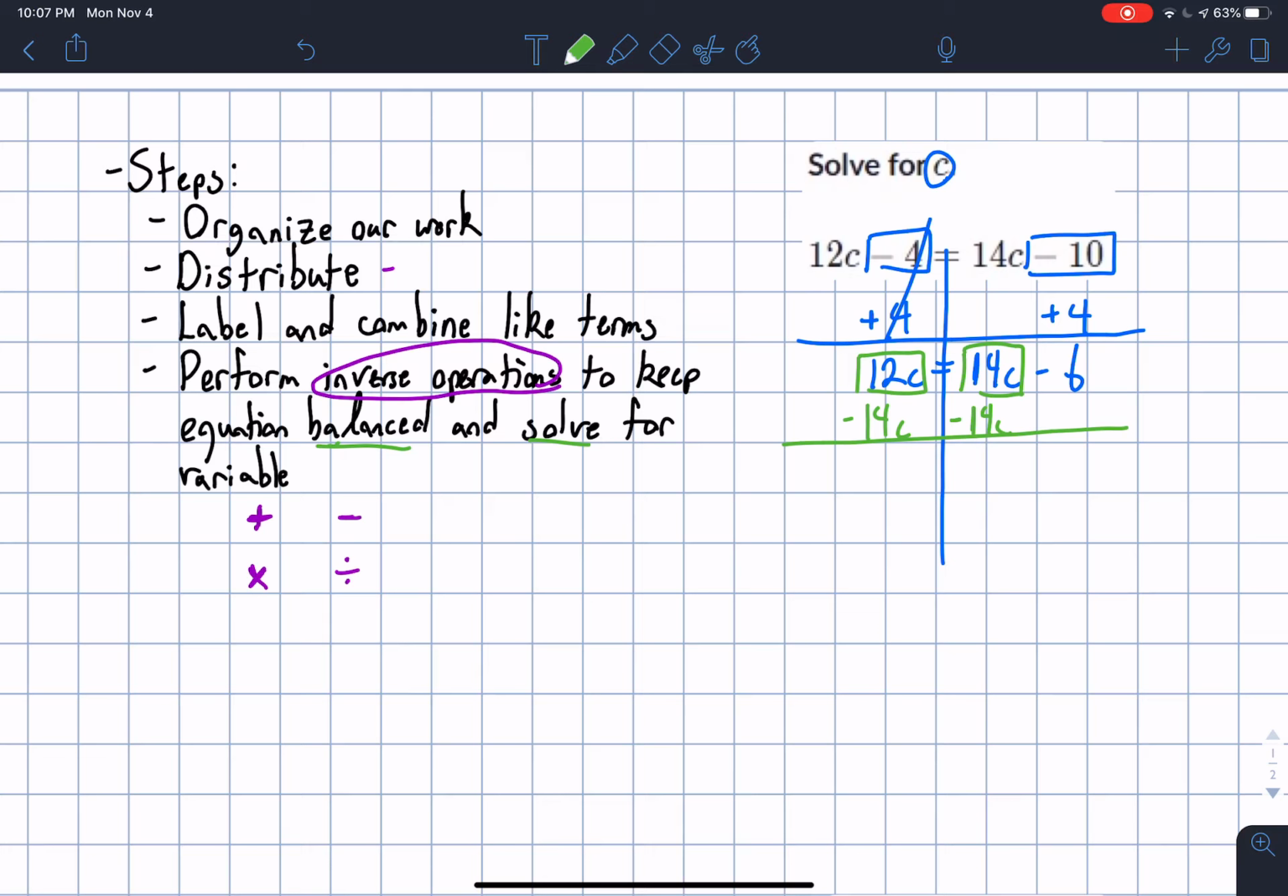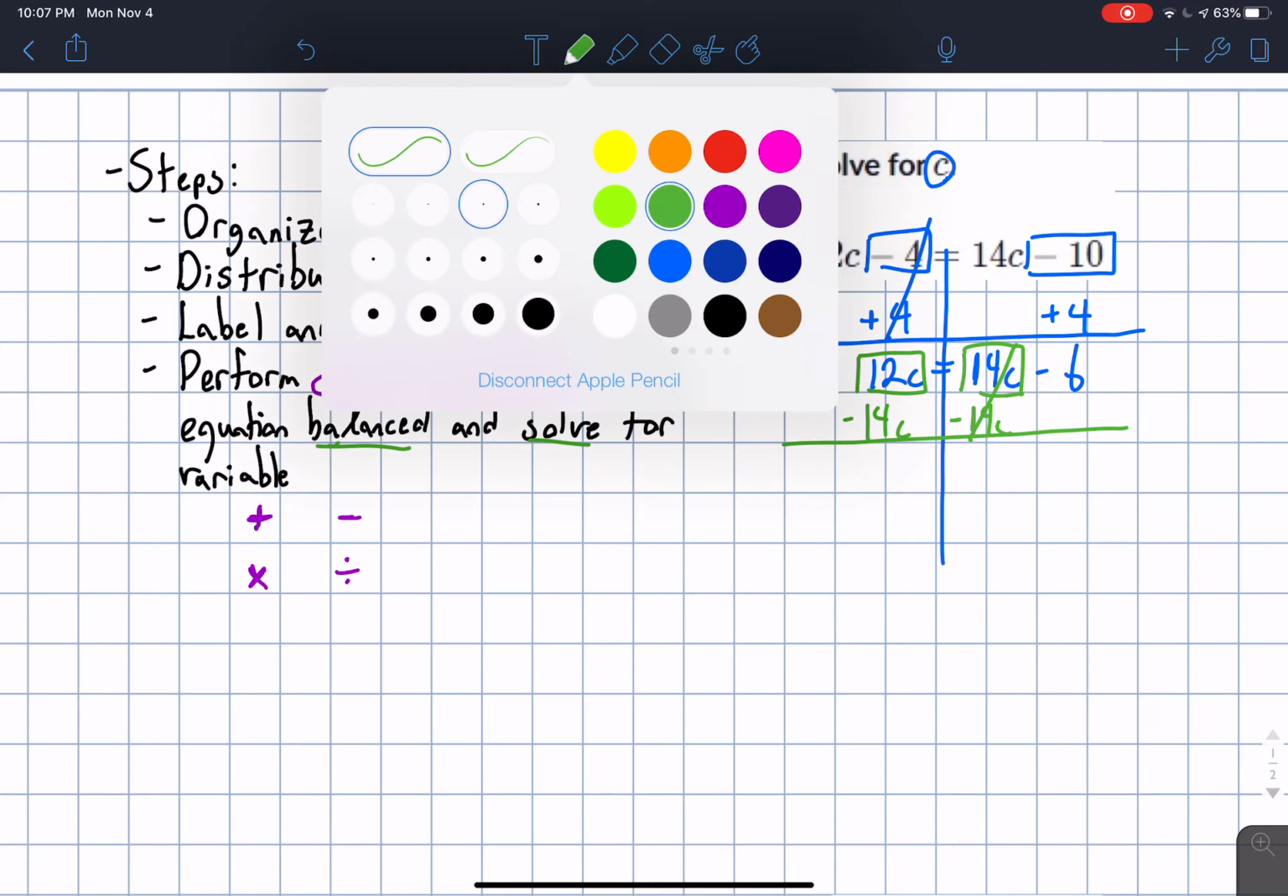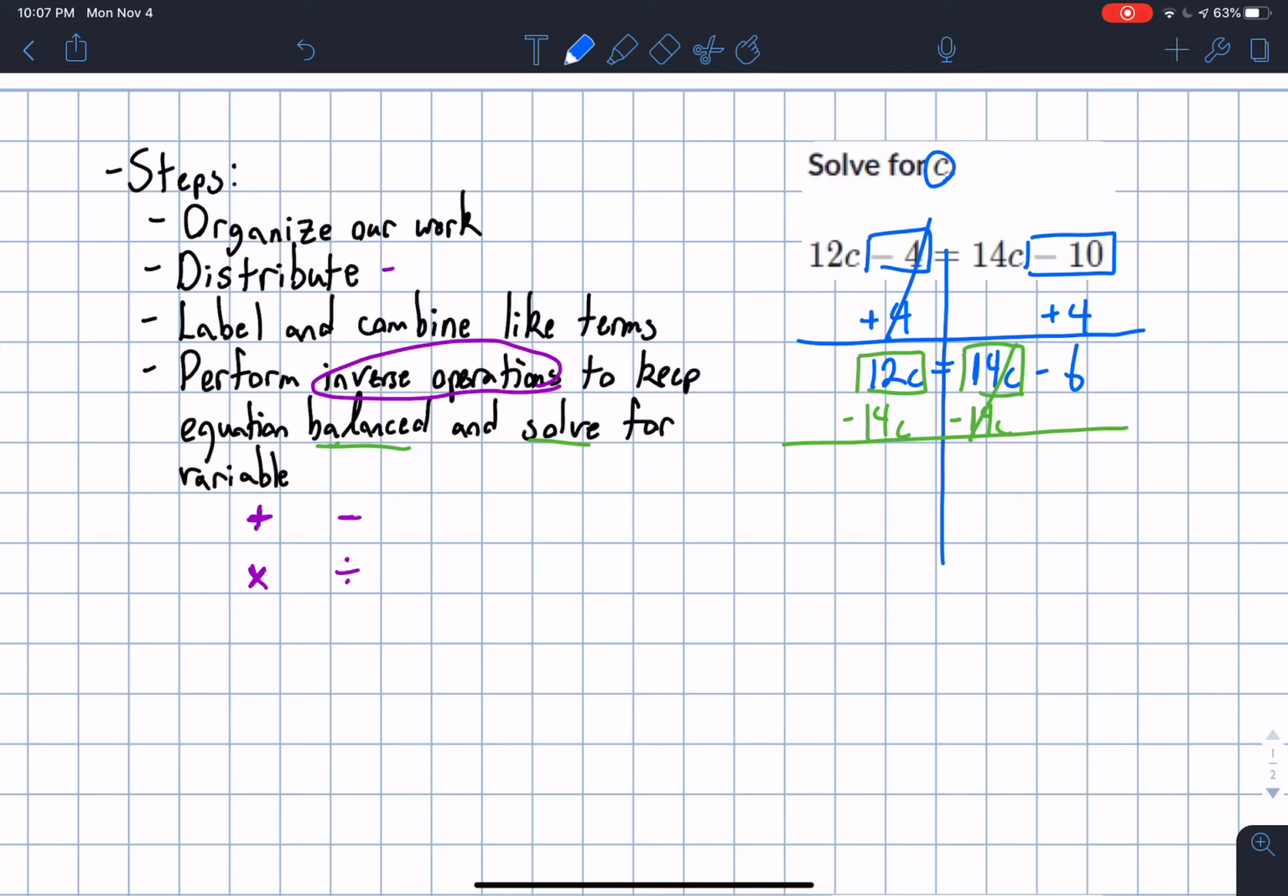I do it to both sides to keep it balanced. I end up with this canceling out, and we're going to end up with negative 2c equals negative 6. Finally, I'm left with a coefficient and variable.